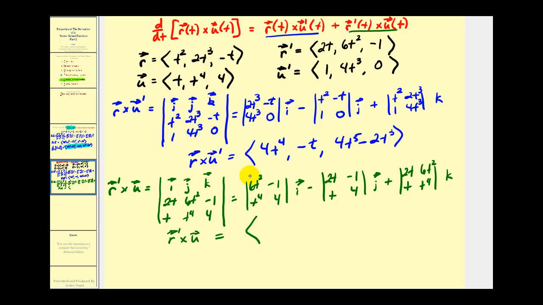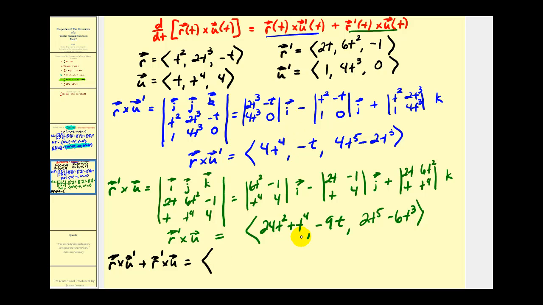So in component form, we'll have 24t squared minus negative t to the fourth. That'll be 24t squared plus t to the fourth. Here we'll have 8t minus negative t, or 8t plus t. That'll be 9t, but we are subtracting it, so it'll be negative 9t. And then here we have 2t to the fifth minus 6t to the third. Okay, so what we're trying to find now is the sum of these two cross products. Let's go ahead and figure out what that would be.